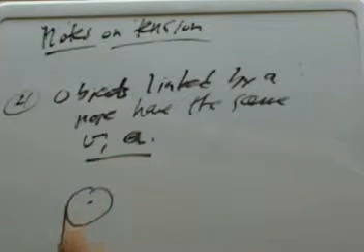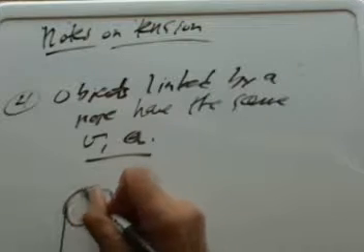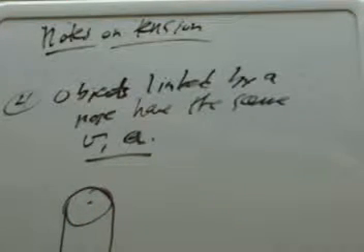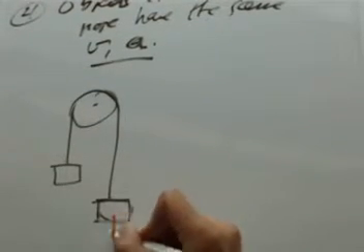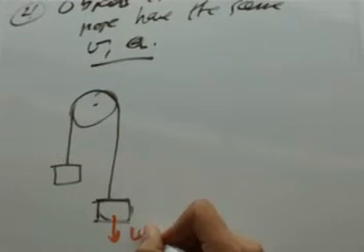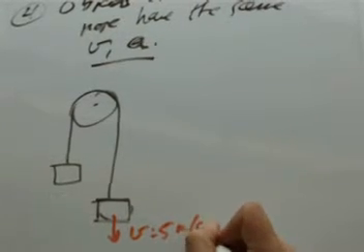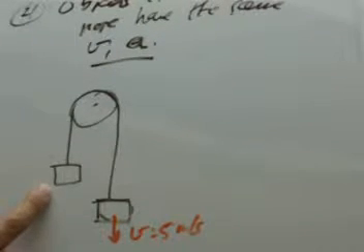Let's go back to the Atwood machine, which looks like this. Here's a rope going over the Atwood machine. Now, a couple of things, the speed and the acceleration. Well, let's just look at it this way, maybe just use a little bit of common sense here. Suppose this block was going down with a speed V of maybe 5 meters per second. The question is, what is this other block going to do?